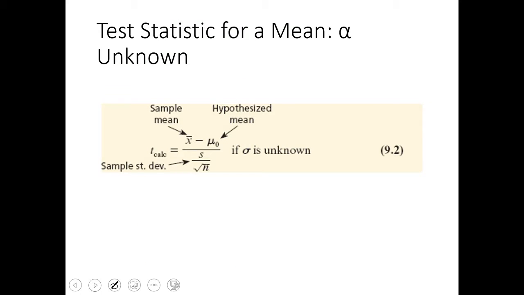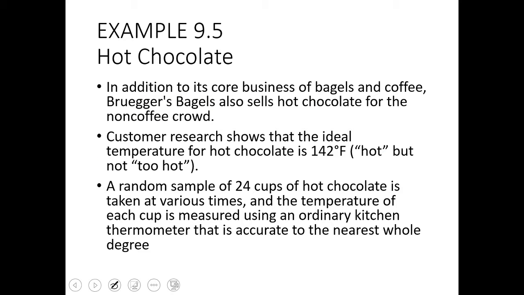So our t statistic is the sample mean minus the hypothesized mean, the benchmark value mu 0, divided by s over square root n. This s is the sample standard deviation. So let's study this part using an example.